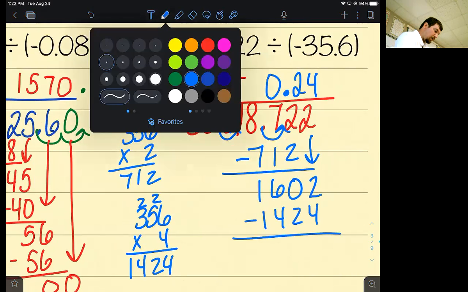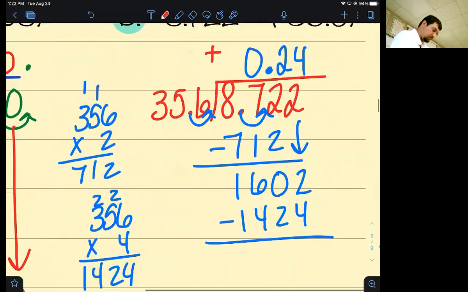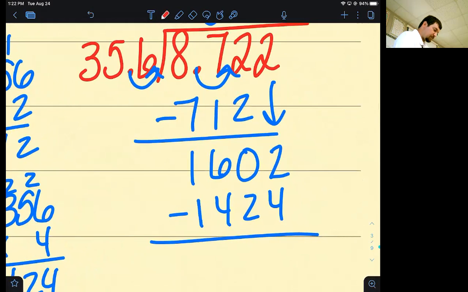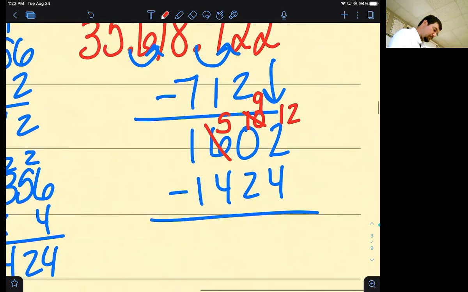Xander, what happens if you can't borrow from a 0? Yep. And then that becomes a 10, and then actually it becomes a 9 because it's immediately going to get borrowed from, so that this can be a 12. Xander, what's 12 minus 4? What's 9 minus 2? 7. 5 minus 4? 1. And 1 minus 1?